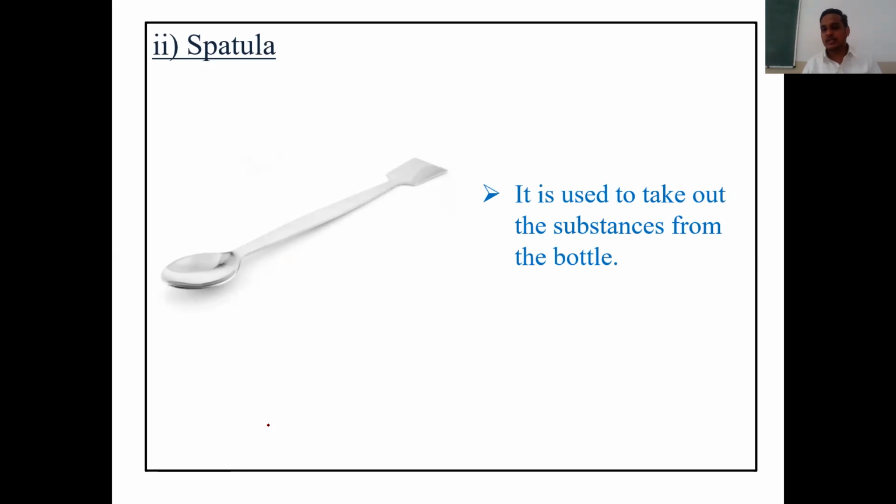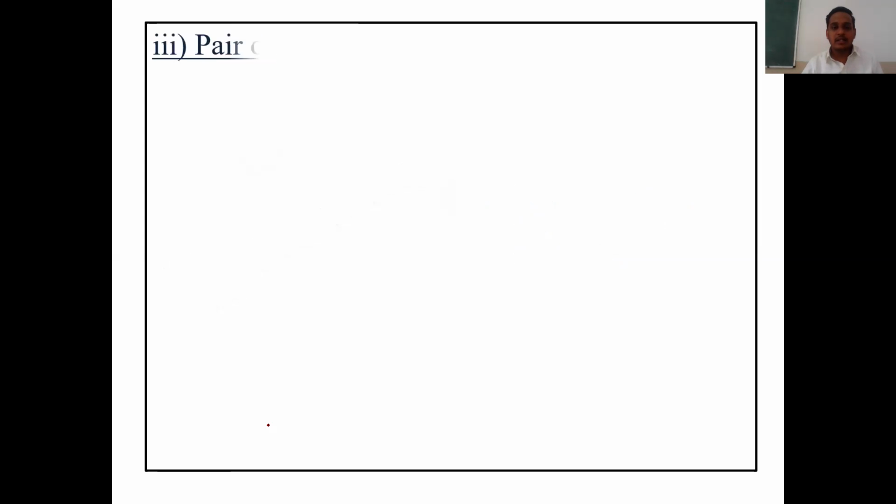You are going to use the spatula for taking the chemicals from the bottle, because these chemicals are sometimes harmful. So if they come in direct contact with the skin of your hand or something, they may cause some harmful diseases. So in order to avoid that, we are going to use the spatula to take out the substances from the bottle. And the next one is the pair of tongs.